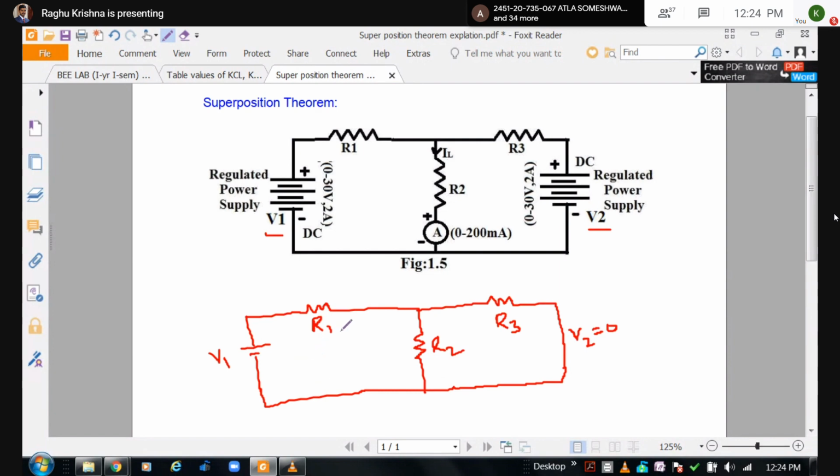So here there will be current flowing through this R2. This current will be different from IL. IL is the current flowing through R2, the same branch, with both the sources, V1 and V2. When V1 is only there and V2 is equal to 0, the current flowing through R2 will not be equal to IL. So let us name it I1. Is it clear? Only one voltage source V1, and the current flowing through this branch will be I1.